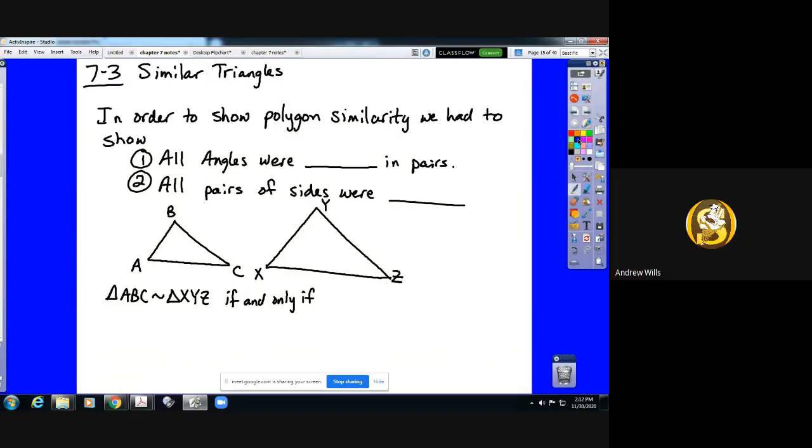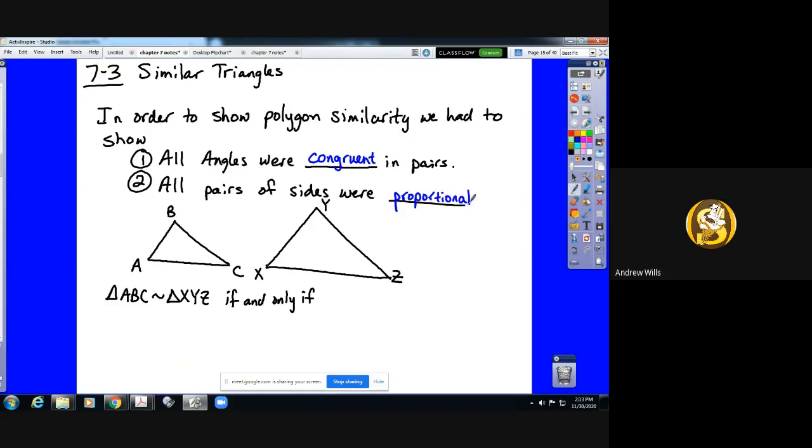Okay, we are talking about Chapter 7, Part 3, Section 3, Similar Triangles. Now, in the previous section, we stated that in order to show that two polygons were similar, we had to show that all of the angles were congruent in pairs, and we had to show that all of the sides were proportional.